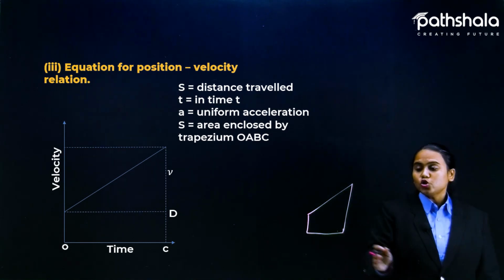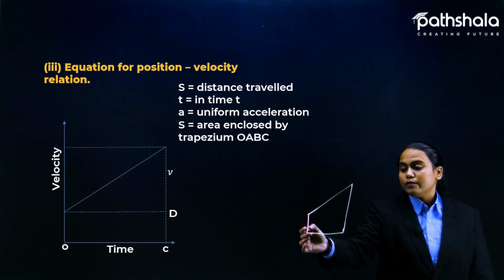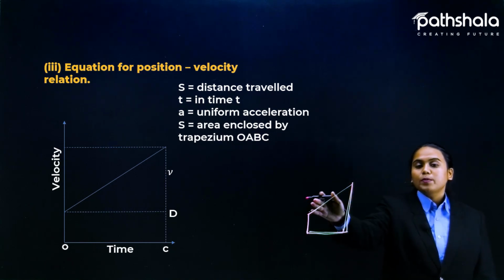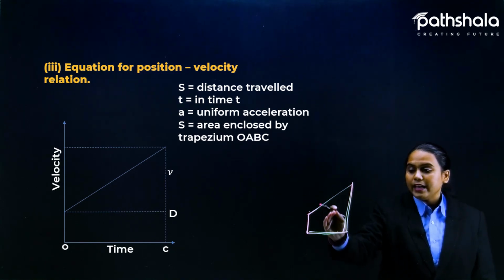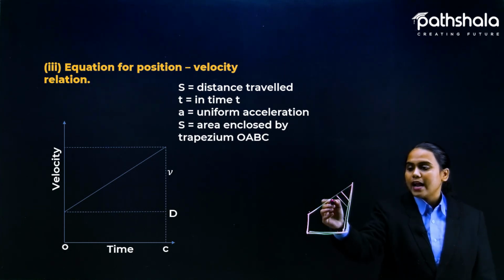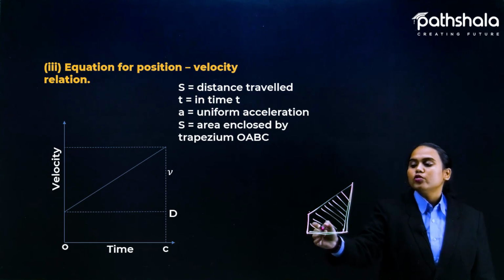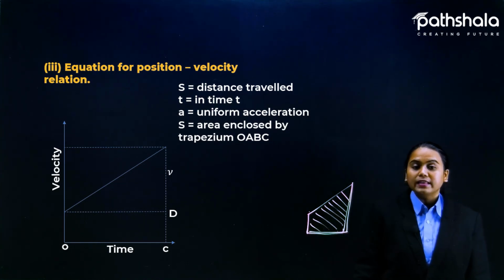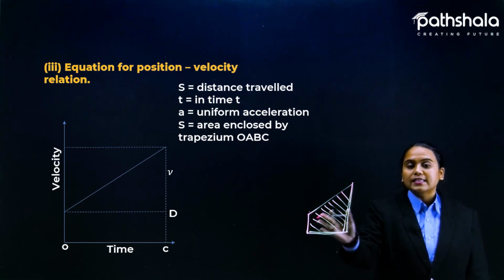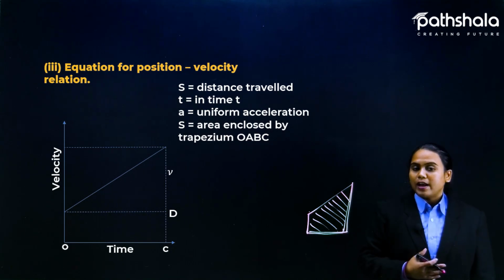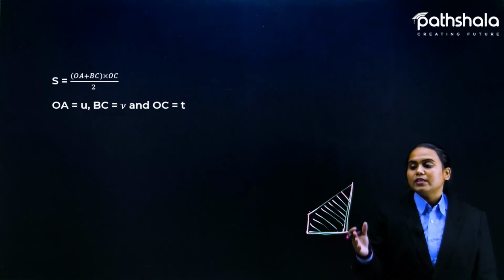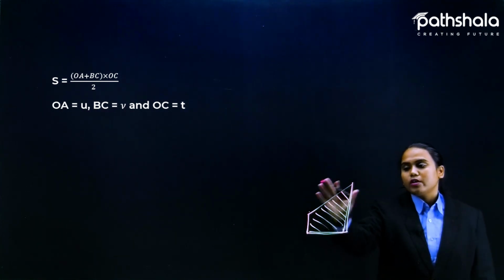Now here you can see the formula for the area swept for this trapezium, because the slope gives you the idea of distance and the area. That slope is actually the acceleration, and the area swept by this slope gives you the idea of the distance covered by the body. So if we consider this part as a trapezium, then we have to calculate the value accordingly.